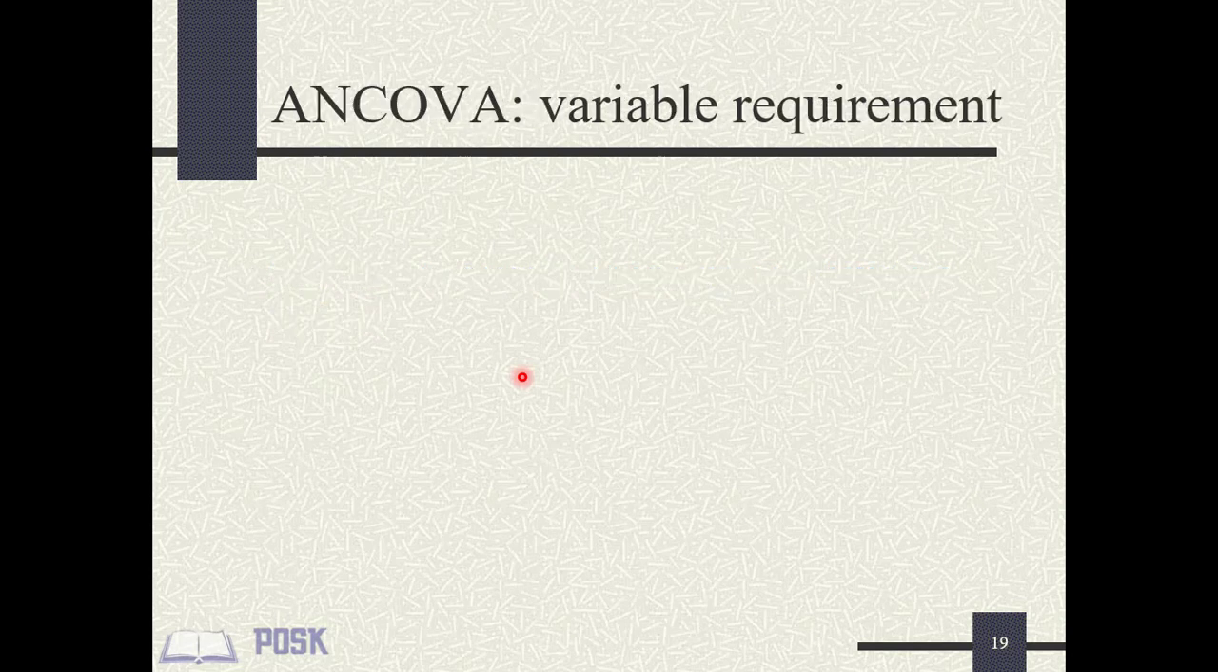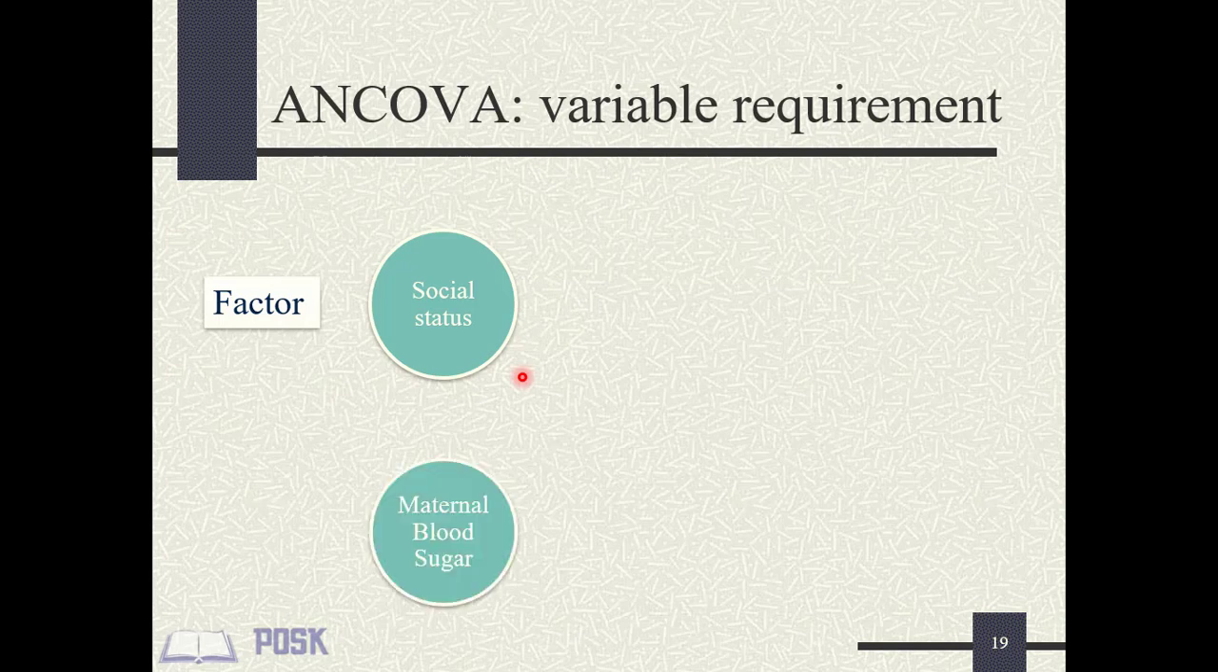What are the requirements of ANCOVA? You need at least 3 variables. One categorical independent variable with 2 or more levels, e.g. social status. This is the factor. One or more continuous independent variables, e.g. maternal blood sugar. This is the covariate. And finally, a continuous dependent variable, for example, birth weight.